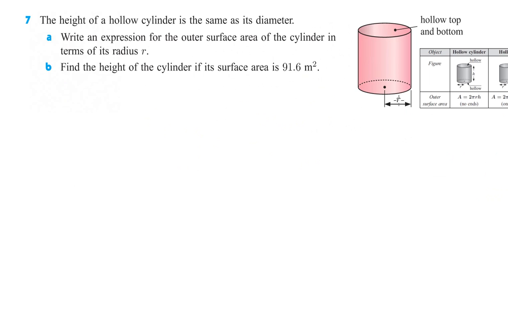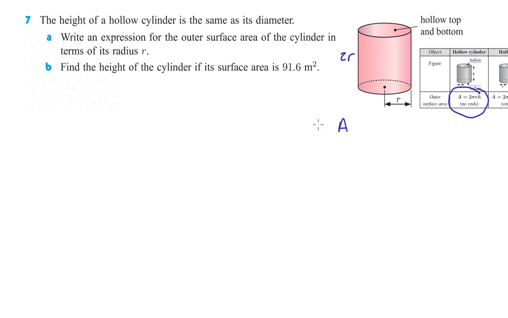Okay? All right, height of hollow cylinder is the same as its diameter. Okay, so write an expression for the outer surface area of the cylinder in terms of its radius r. So that means if this is the radius, the diameter is the same as the height. So that would be 2r for the height, right? And it says it's hollow, so we're going to use this one here.